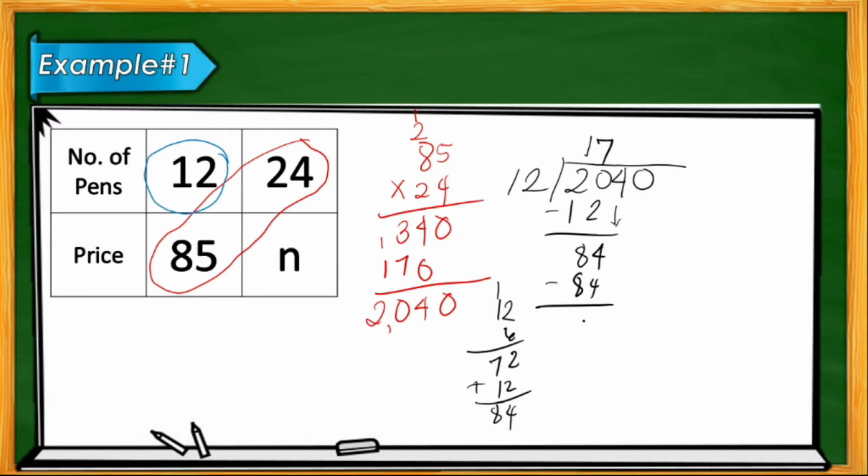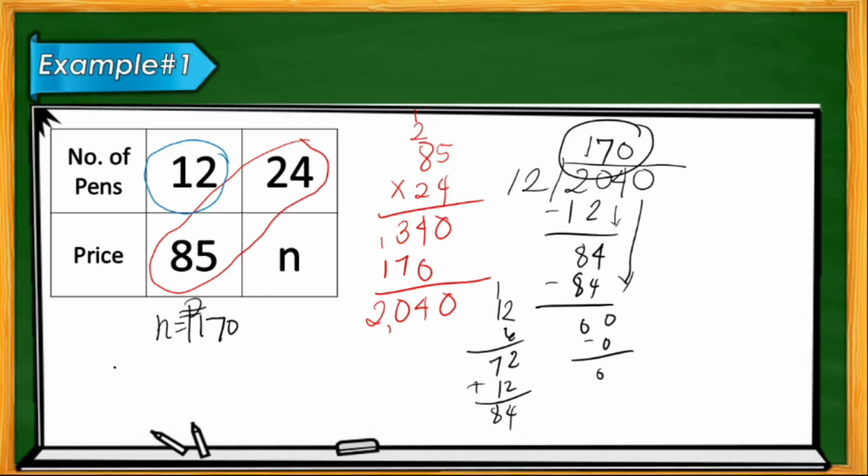Subtract, 0, then bring down 0. The 0 divided by 12 is 0. 0 times 12, the answer is 0. So the answer would be 170. So n is equal to 170. So this would be the price of the pens for 24 pieces.